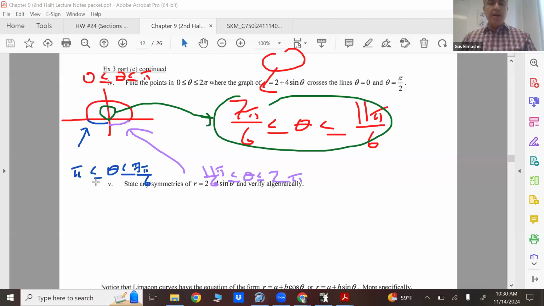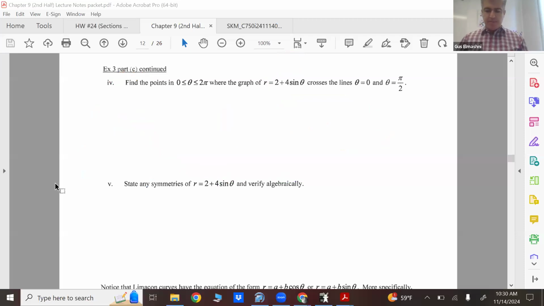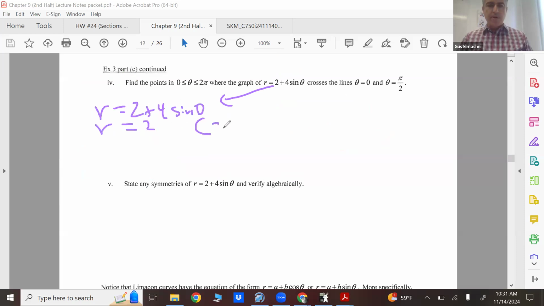Okay, let's talk about this again, about symmetry. So I want to make sure I'm doing this right. So anyway, find the points where it crosses that stuff. Well, that's easy. So if you think about it, R equals 2 plus 4 sine 0. So R equals 2, so 2 comma 0.